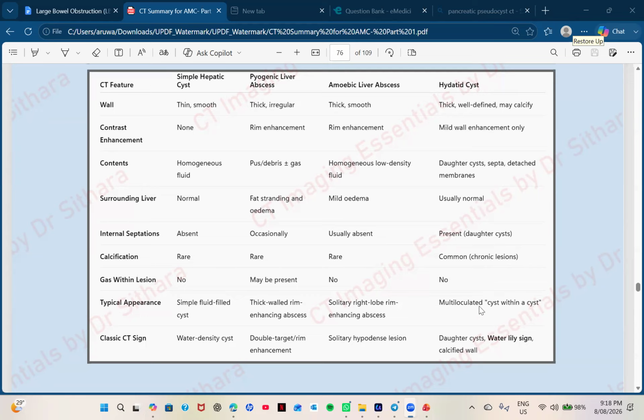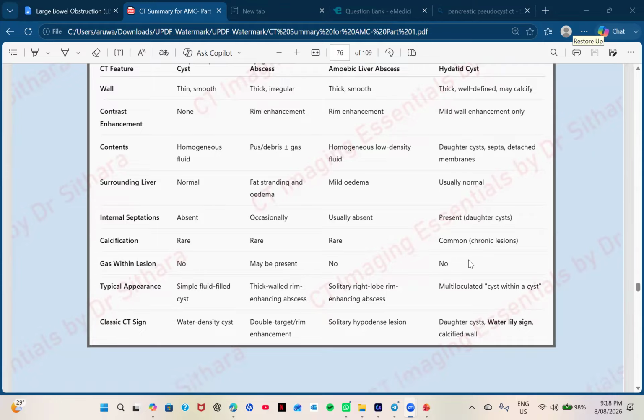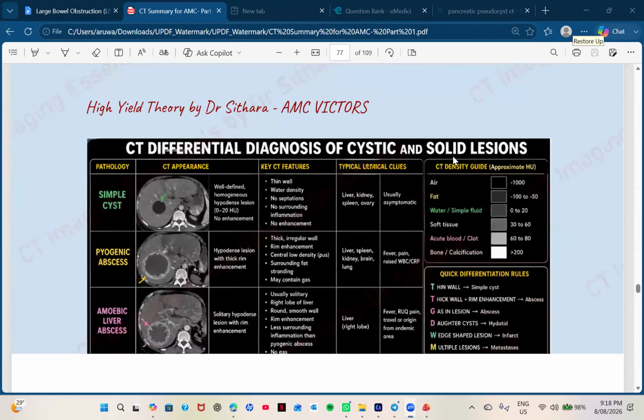And gas within the lesion, no. Then a multiloculated cyst within a cyst, water lily sign, calcified wall. Those are the features, right? Okay.